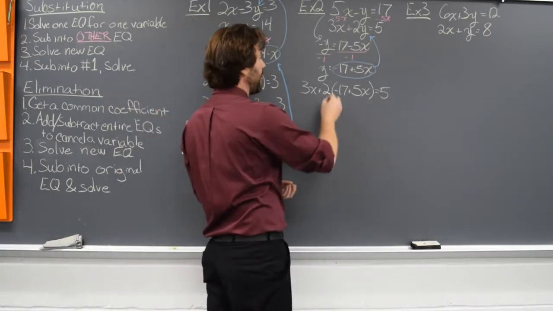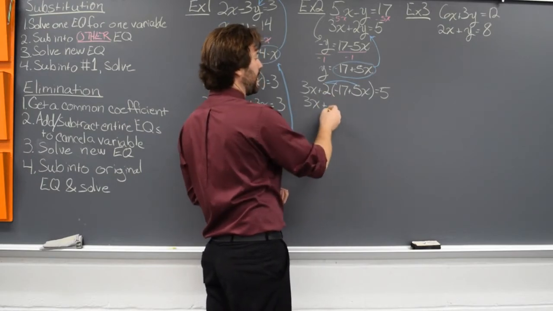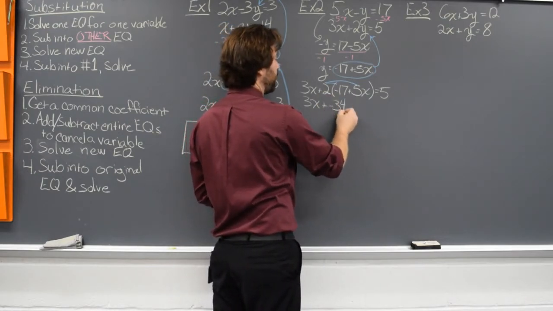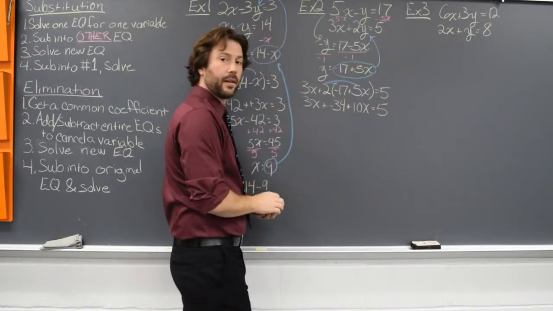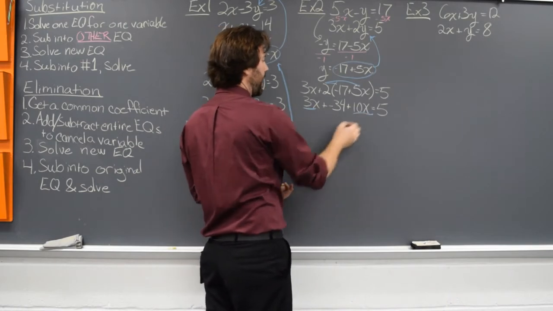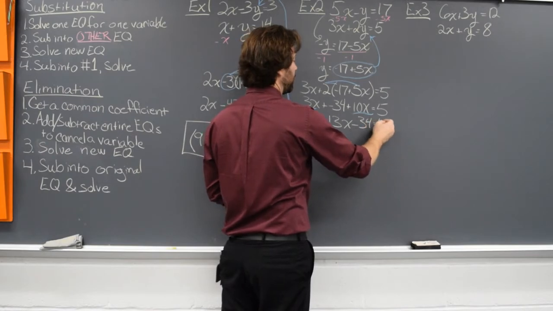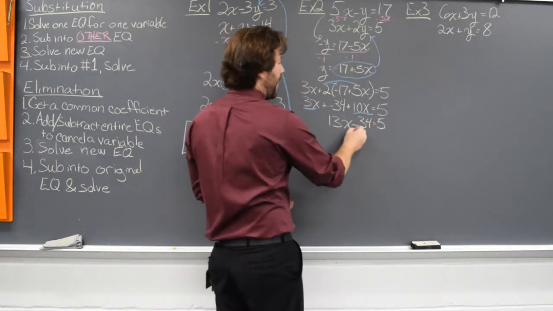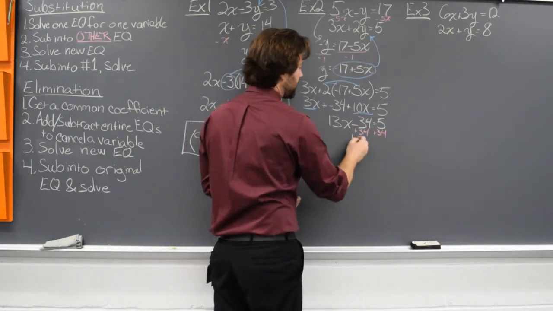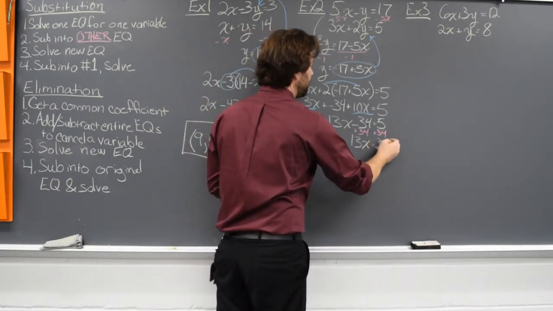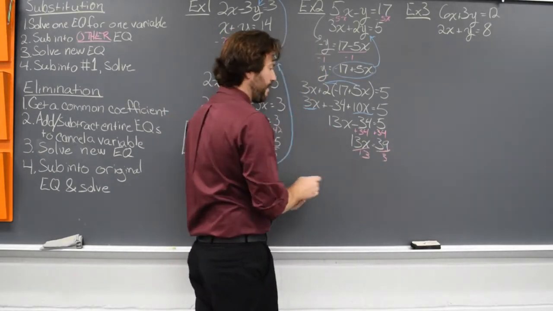So I'll start by distributing that 2, and I'll have 3x plus 2 times negative 17 is going to be negative 34, plus 2 times 5x is 10x. Combine your like terms. You got 3x and 10x, put those together, and you have 13x minus 34 equals 5. Add that 34 to both sides, and you have 13x equals 39. Divide both sides by 13, and you have x equals 3.